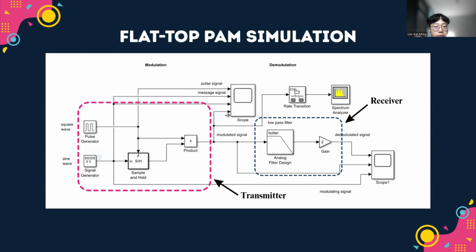Now I will explain the flat-top PAM simulation, which is more commonly used in practical communication systems. In flat-top PAM, the message signal is first sampled and then passed through a sample and hold circuit. This circuit holds the sample amplitude constant for the entire pulse duration, producing pulses with flat tops. At the receiver side, the flat-top PAM signal is again passed through a low-pass filter. The filter smooths the signal and reconstructs the original analog message.